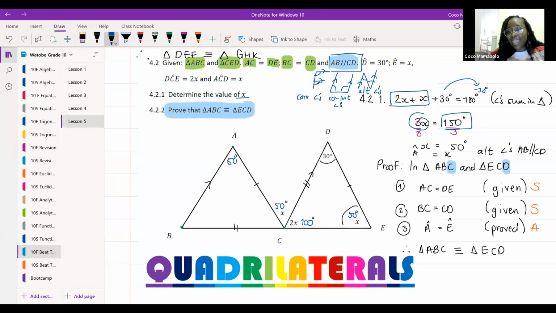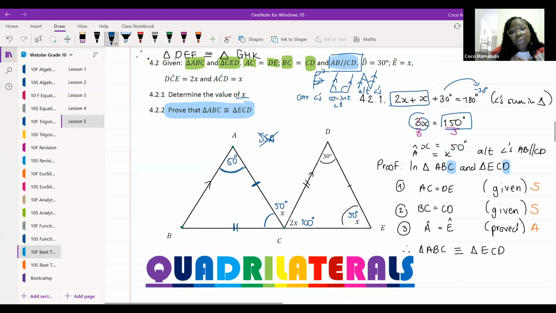Now, we've said that AC, which is the side, is equal to DE. We've also said that BC over here is equal to that side. And we've also said that angle A is equal. So we can't actually use the reason that we've got here. We then have to go back, guys, and we must find angle C, because side-side-angle is not a reason. We are not allowed to use side-side-angle as a reason.